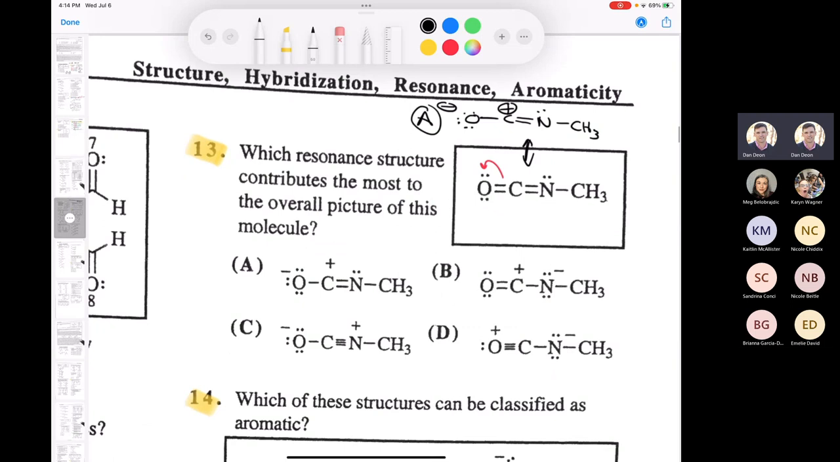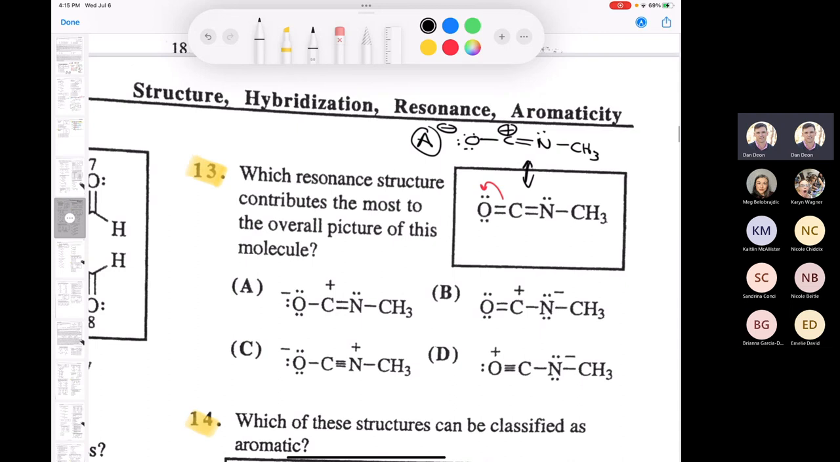So that's answer A. But my question to you is, is there any resonance structure on here that's better than the rest? There are other ones here that are reasonable, but it says, which resonance structure contributes the most? Which one would be the greatest contributor to the resonance hybrid? Is there anyone here that catches anybody's eye? I mean, A, there's nothing wrong with A.